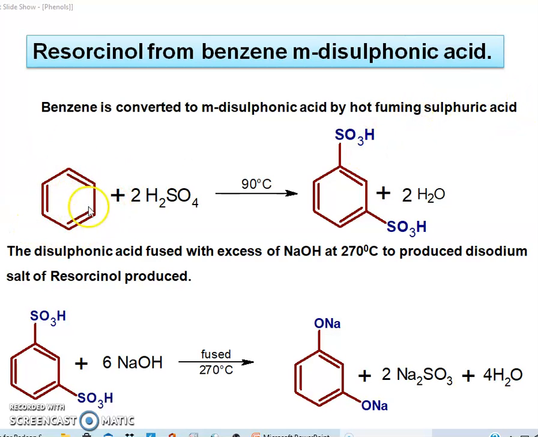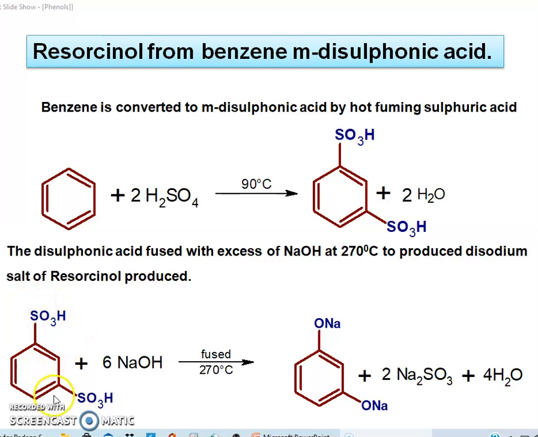This benzene we can treat with H2SO4 at 90 degrees centigrade. Then what happens? The sulfonation takes place at the meta position with respect to each other. Means the sulfonation at meta with this, and this is meta with this. So sulfonation takes place at the meta position. The disulfonic acid is fused with excess NaOH at 270 degrees centigrade, and then it produces the disodium salt.